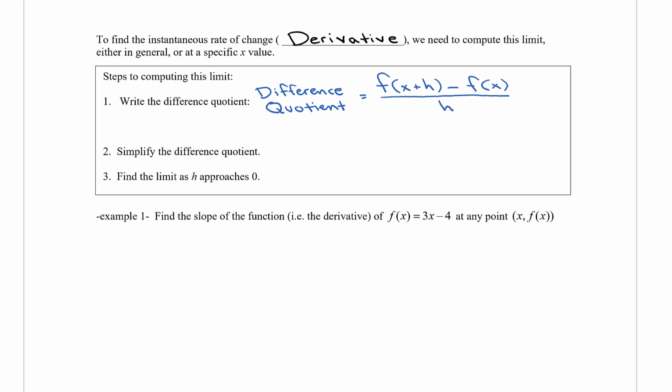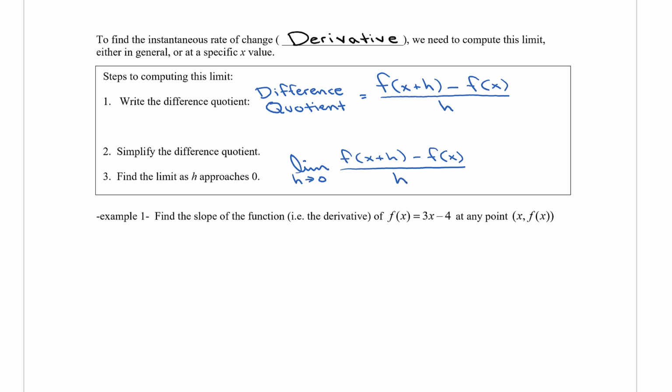Step 2, simplify the difference quotient. And then step 3, find the limit as h approaches 0. And once again, the limit that you're looking for is going to be that definition that we gave for derivative. So it's going to be the limit as h approaches 0 of the difference quotient, which is f of x plus h minus f of x over h.